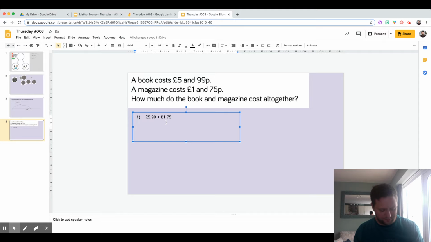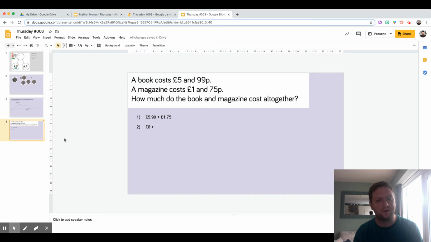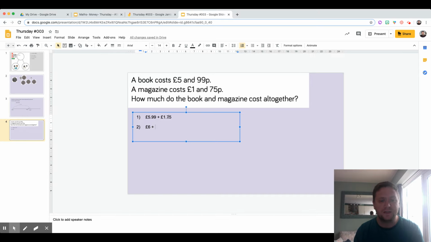So, step 2, add the pounds together. I've got £5 and £1. That would give me £6. 5 add 1, simple. Now add the pence together. I've got 99 and 75. Could be really tricky. But I know from my method on slide 3 that actually it's going to be quite simple. So I could do 75 add 100, take away 1. So 75 add 100 is 175. Take away 1 is 174. So that gives me 174 pence there.